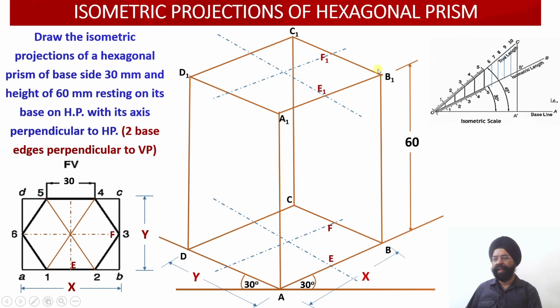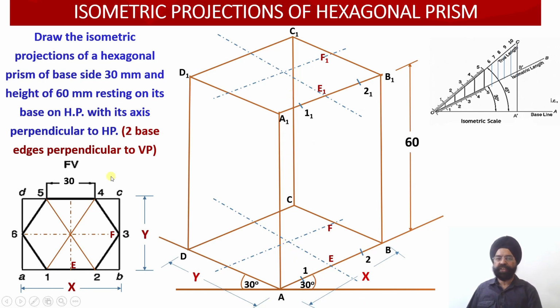Similarly from B1, we measure the distance up to F, B and F, and again the isometric distance will be marked over here, and from this point F1, another center line which will be parallel to the z-axis will be drawn. So we have obtained the axis point at the top, and the axis point at the bottom has also been located. Now we have to locate the 6 points of the hexagon in the bottom face as well as in the top face.